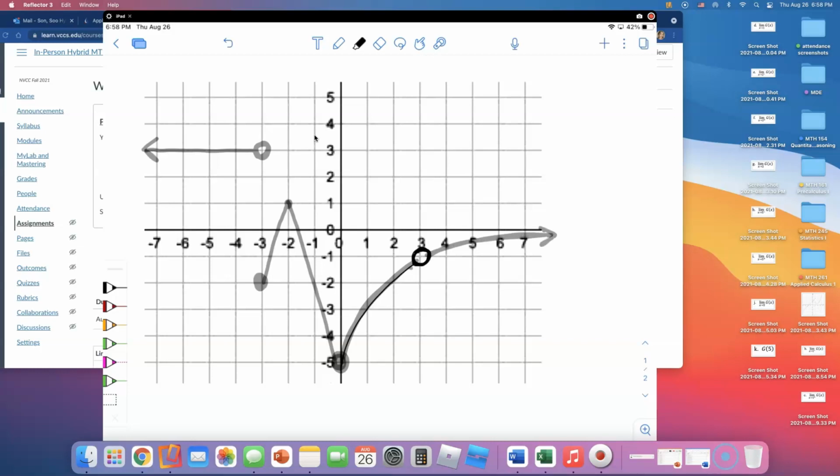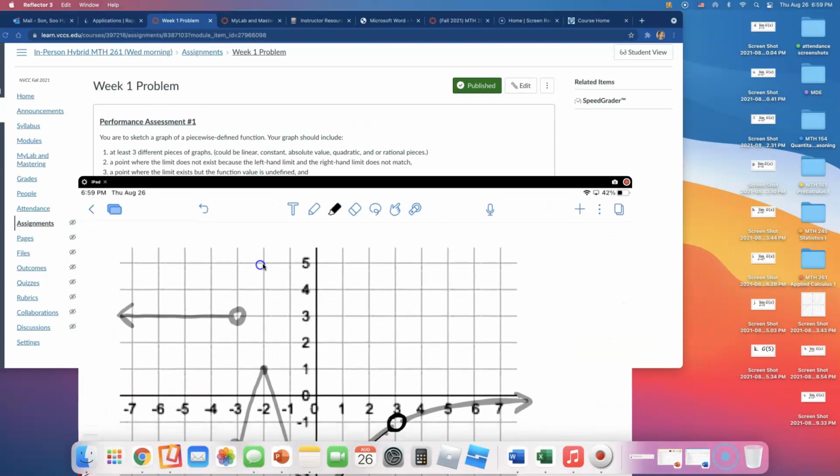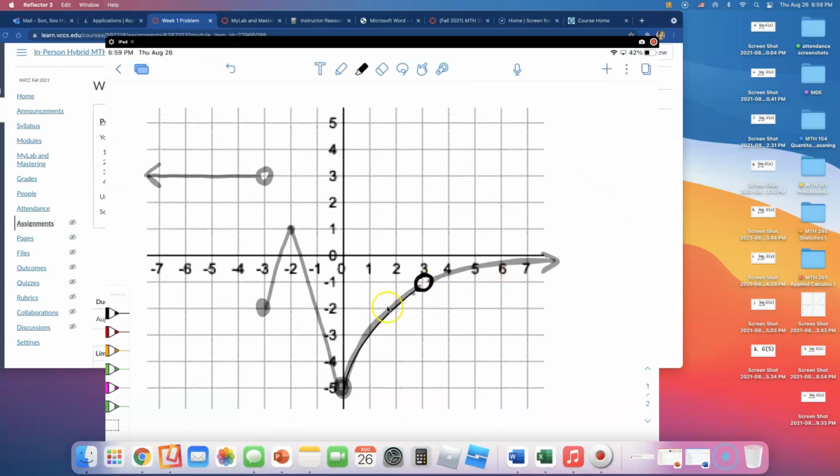See? This function is not defined at x equals 3 because I have an open circle here. I don't have a closed circle at x equals 3. But the limit exists because to the left and to the right, it looks like they are both going to -1. So for the third point, you had to add an open circle in the middle of a continuous graph.